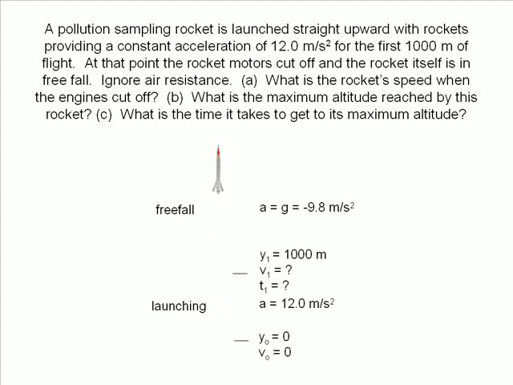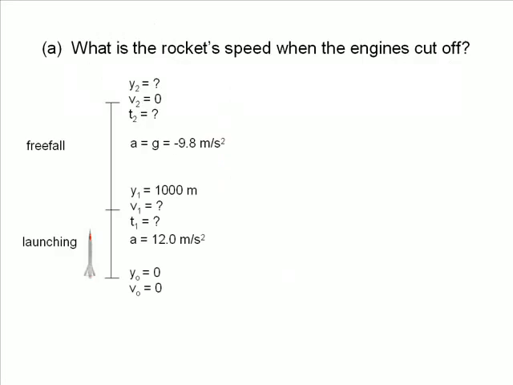Now the rocket is in free fall and is being pulled downward at a rate of negative 9.8 meters per second squared, causing it to stop. The first variable we will be solving for is the final speed during the launching phase. We call this velocity v1. Let's list our given information.